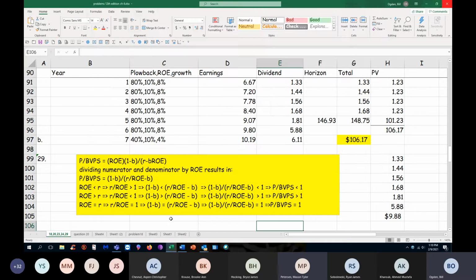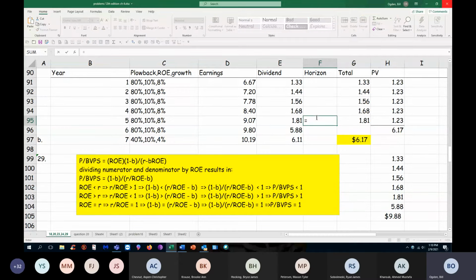Okay. Yes. Okay. Do we have these dividends? Okay. So then with the horizon value, I go to the next dividend. Let's do this one from scratch.